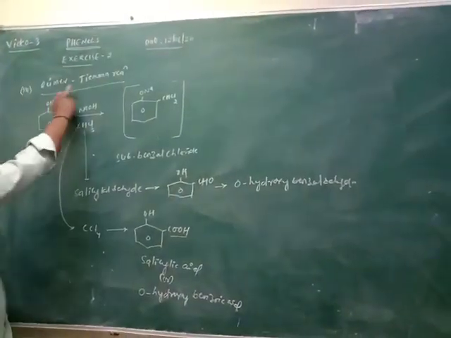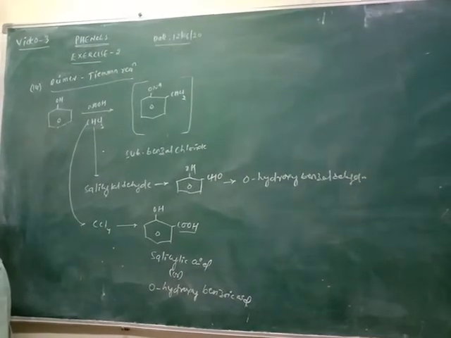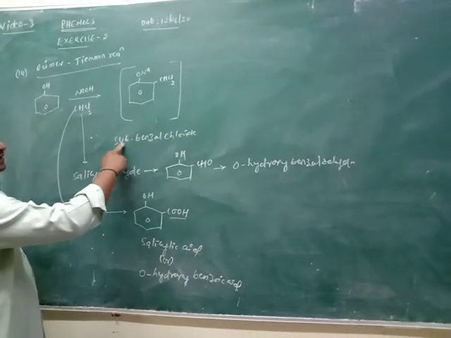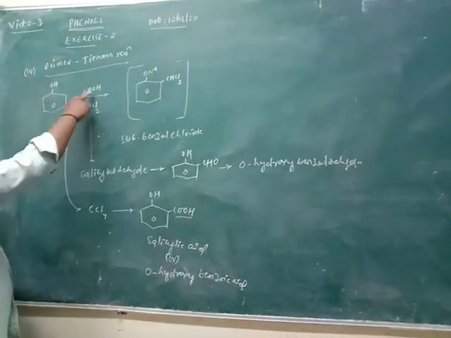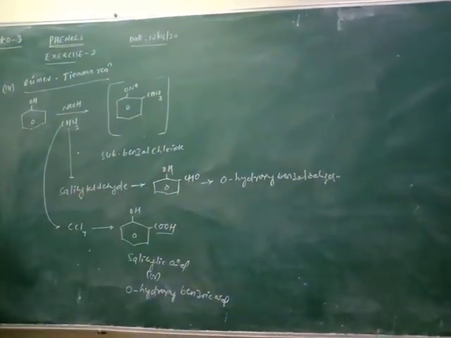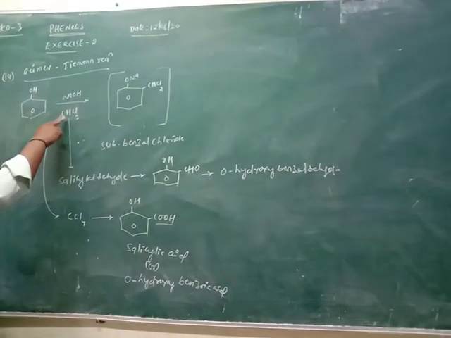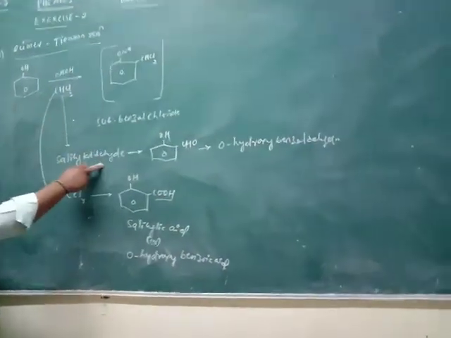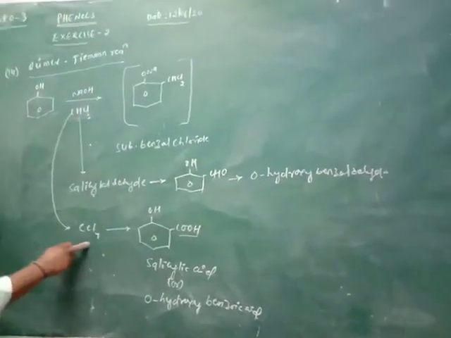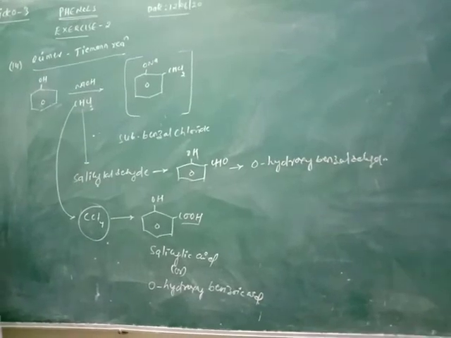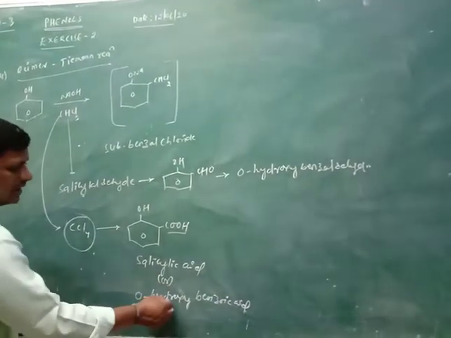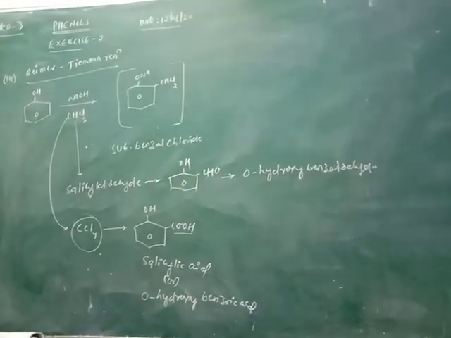So in the Reimer-Tiemann reaction, the obtained intermediate substituted compound is the benzyl chloride. It means phenol is treated with NaOH in the presence of CHCl3, it gives the substituted benzyl chloride. If the reagent is CHCl3, the final compound is salicylaldehyde. If we take CCl4 instead of CHCl3, the final compound is salicylic acid, which is orthohydroxybenzoic acid.